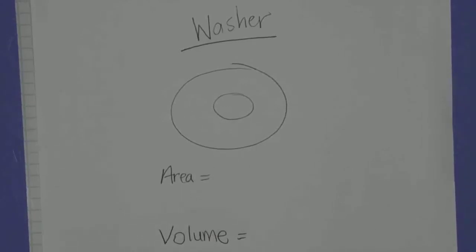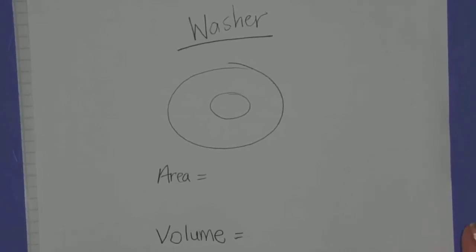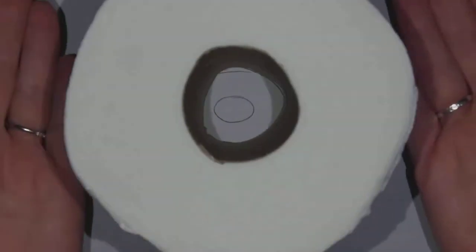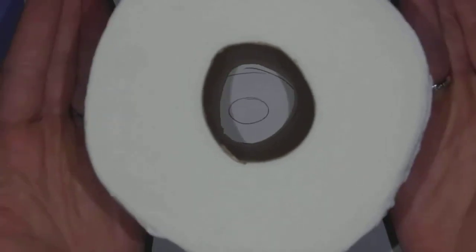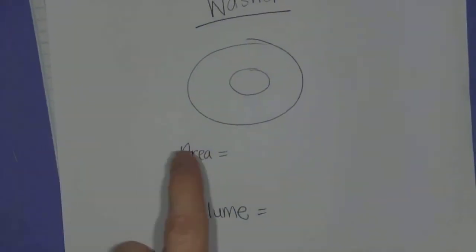So the most famous washer cross section that I can think of that we would use every day, get ready for it, would be toilet paper. Think of a roll of toilet paper. So here it is. Even if you were to cut the toilet paper right here and look down, you're still going to see a cross section that is a washer. So this is a perfect example of something that would look like that. But let's focus on the area.